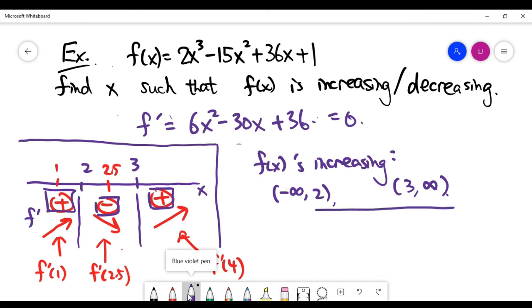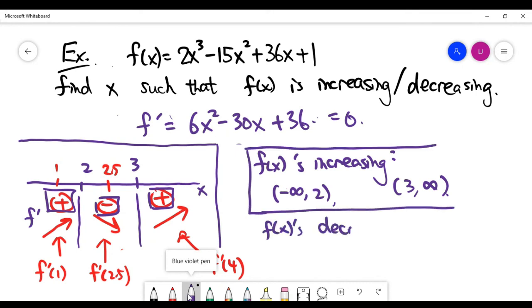And similarly, for f of x decreasing, we note that the middle interval has f prime negative, and f prime negative implies that f is decreasing. So we can write down the final answer as 2 to 3 for f of x decreasing, right? And that's basically the final answer to this problem.